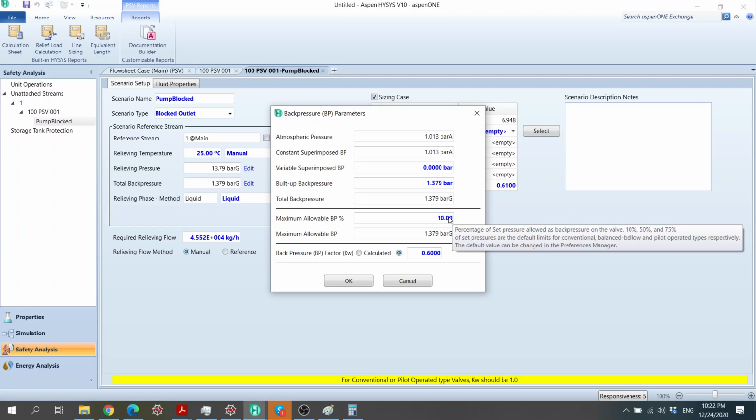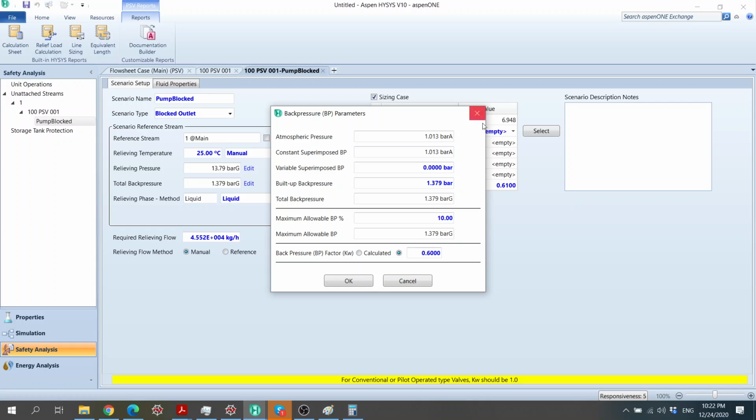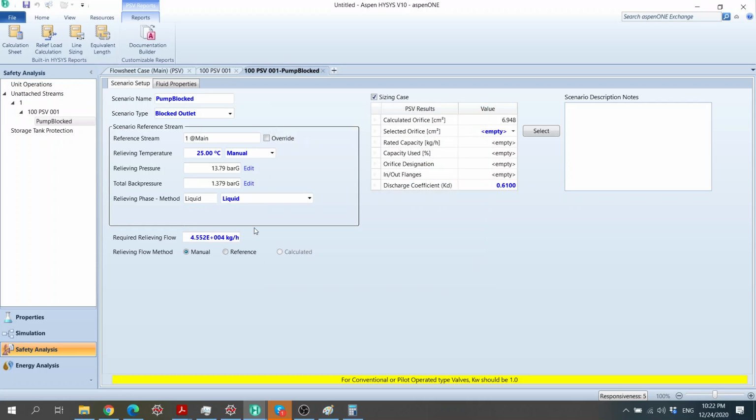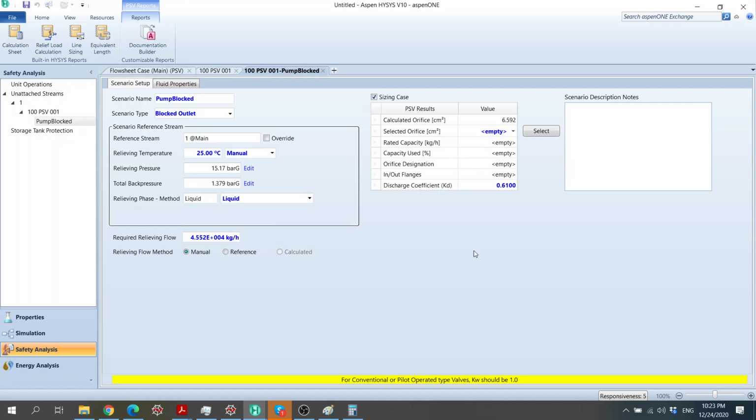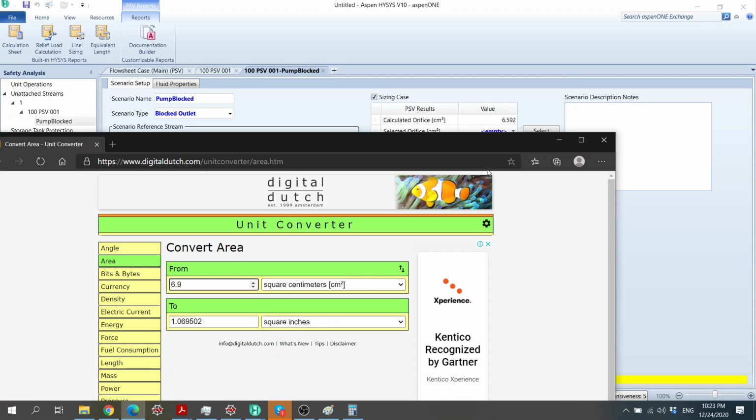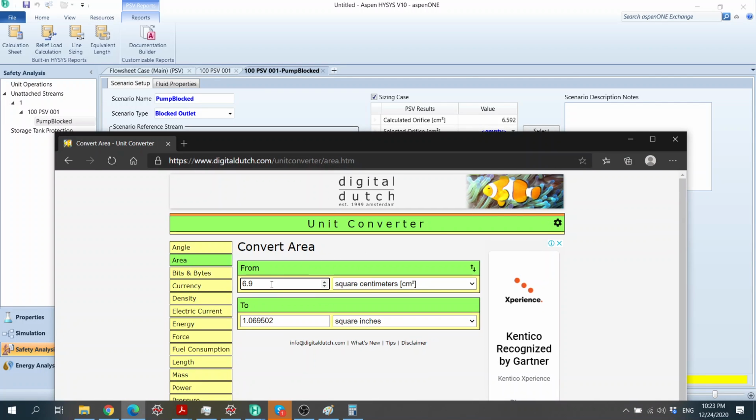At relief pressure, 13.79. Let's just try, I don't know. Let's try, yeah. Because it will then relieve at a higher pressure. Nonetheless, let's see, yeah. At 6.592. Yeah, it's still one.